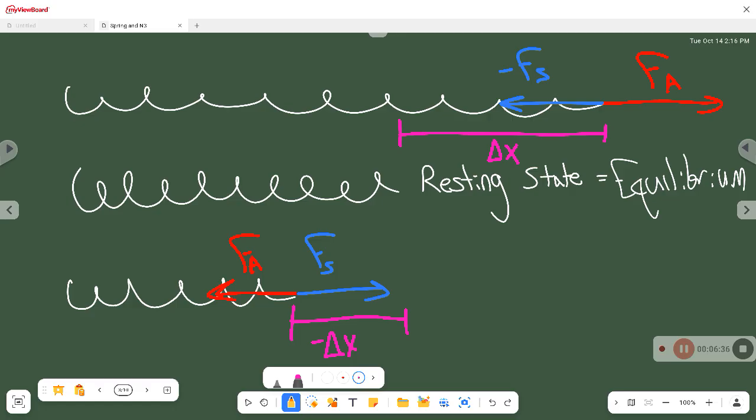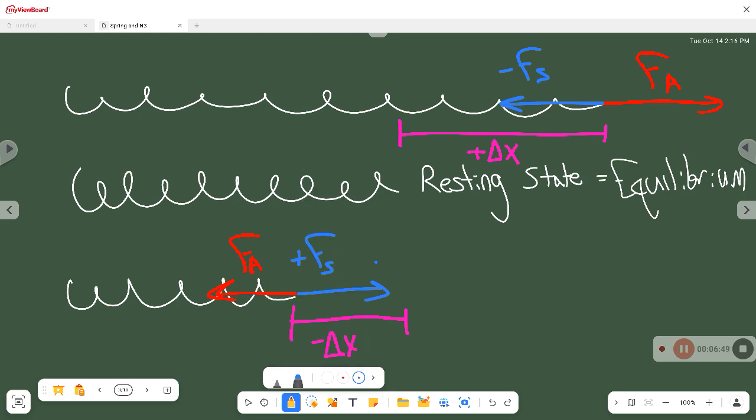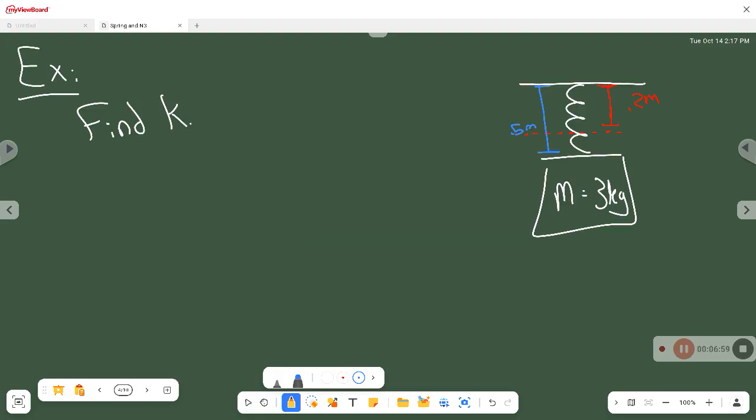So on the top example, I have a positive displacement, but a negative spring force. And on the bottom example, I have a negative displacement, but a positive spring force. Those two things will always point in opposite directions. Spring force always points in the opposite direction of the displacement. Okay, let's use the spring force now.